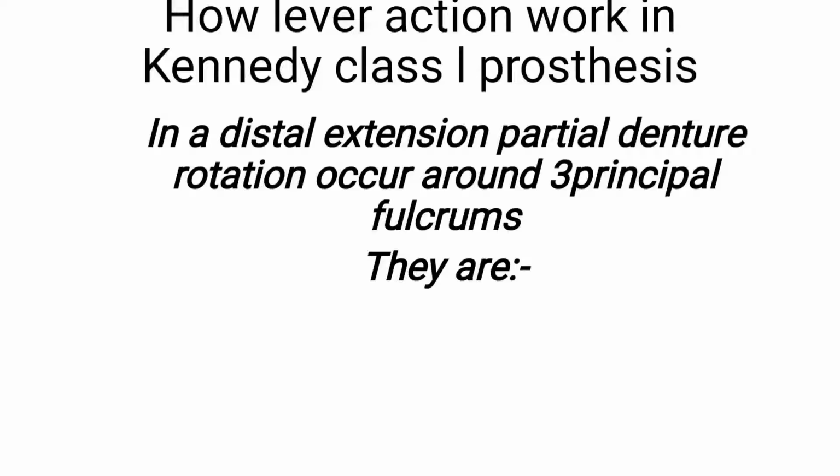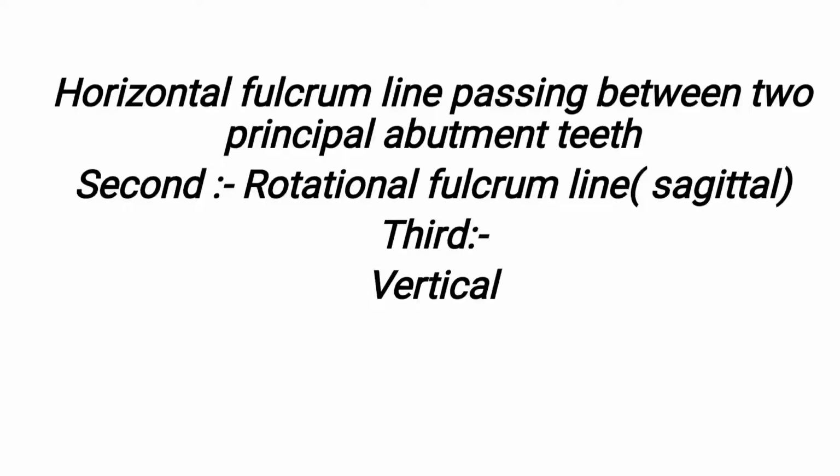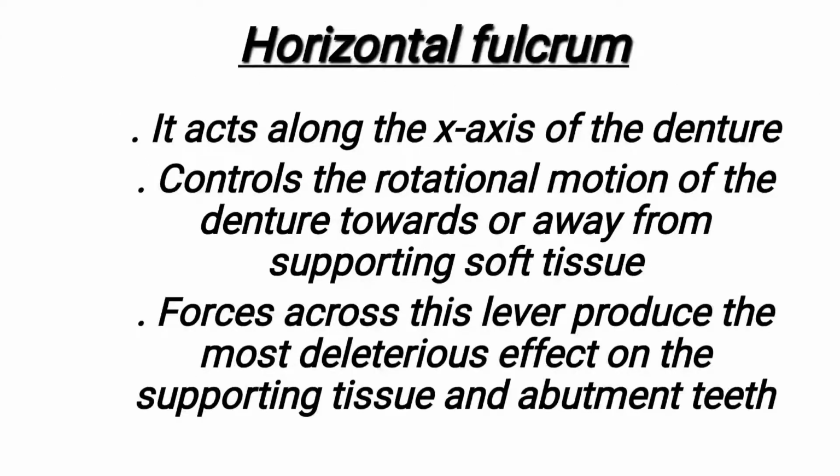In the distal extension partial denture, rotation will occur around three principal fulcrums. They are the horizontal fulcrum line passing between the two principal abutment teeth, the second is the sagittal rotational fulcrum line, and the third is the vertical. What is the horizontal fulcrum line?